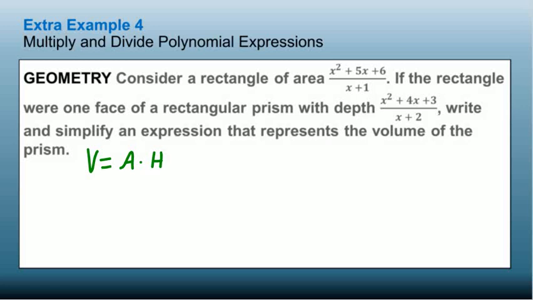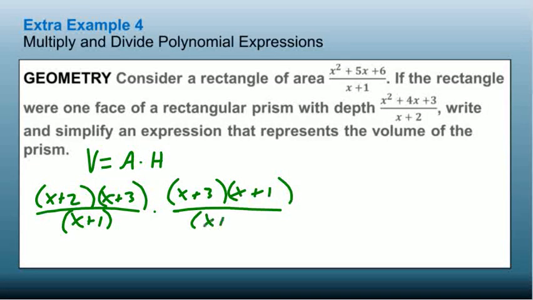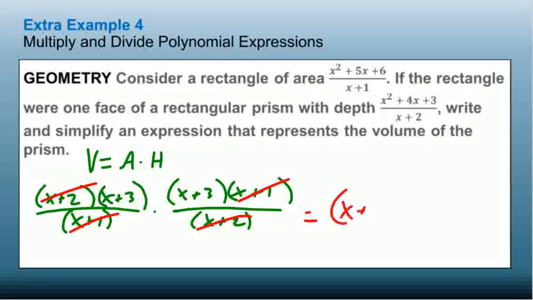So the area in factored form would be x plus 2 times x plus 3 all over x plus 1. Okay, I'll multiply that by the height, which would be x plus 3 times x plus 1 all over x plus 2. If I simplify it, the x plus 2 divides out, and the x plus 1's divide out, and I'm left with x plus 3 squared.